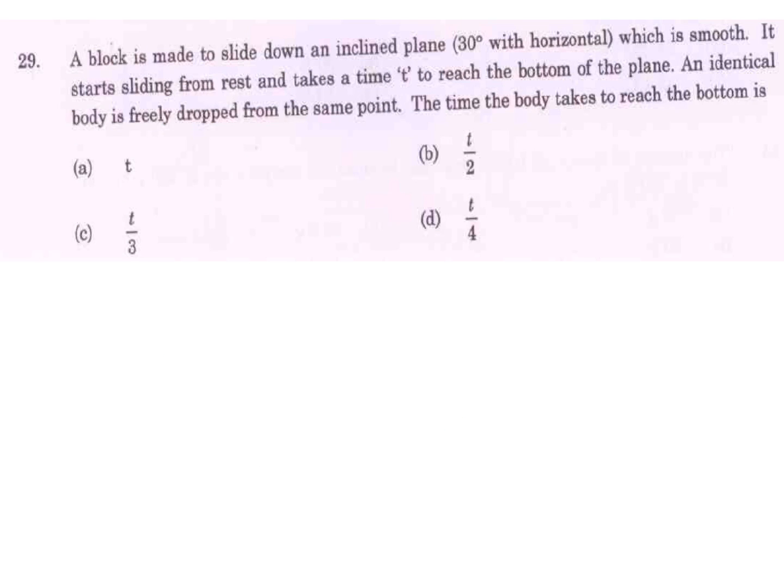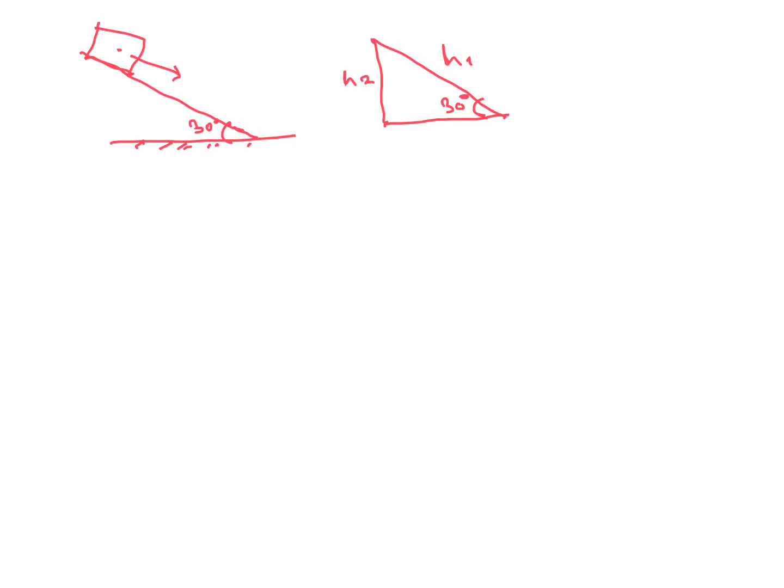A block is made to slide down an inclined plane at 30 degrees with the horizontal, which is smooth. It starts sliding from rest and takes a time t to reach the bottom of the plane. An identical body is freely dropped from the same point. The time the body takes to reach the bottom is how much? Here we know potential energy is converted to kinetic energy. From that we get V equal to root over 2gh, the vertical height.